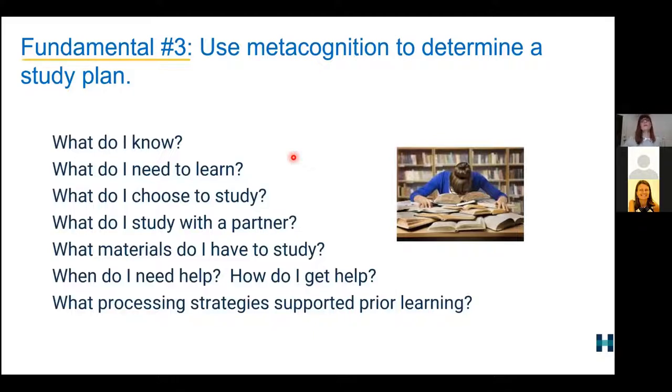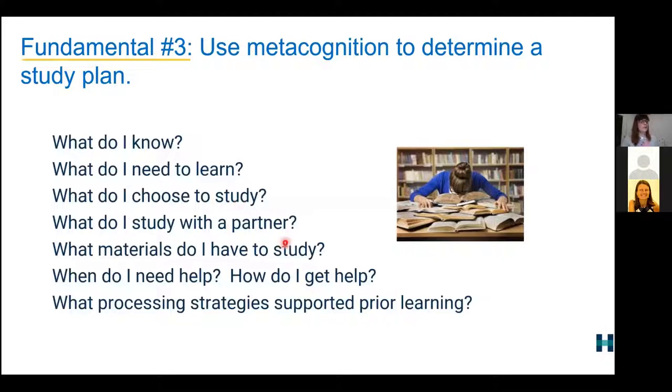Looking at fundamental number three, using metacognition to determine a study plan. Having the student learn: What will this test be about? What can I just decipher? Do I have a study guide? Don't I have a study guide? What could I use? What do I know? What do I need to learn? What do I need to study versus review? What do I choose to study?